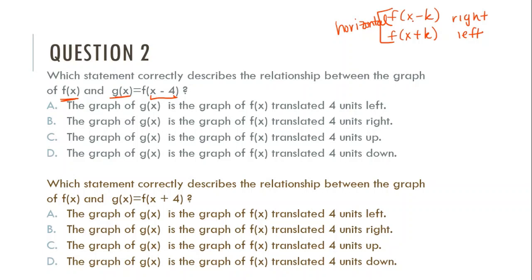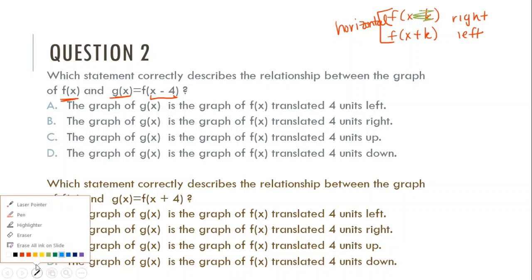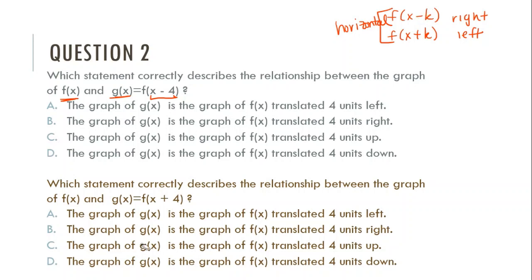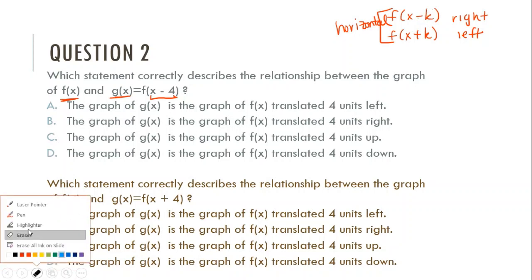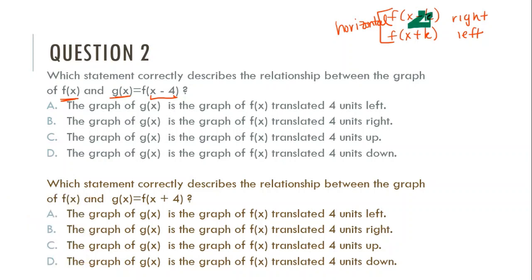So when I do that, if I look up here at my rules, minus x, oops, that was not my highlighter. Here we go. Sorry about the wait. That minus x is going to match up with this minus 4, and that tells me that I'm moving right. How many units? Oh, look, 4 units. So 4 units right, or B, would be my answer.